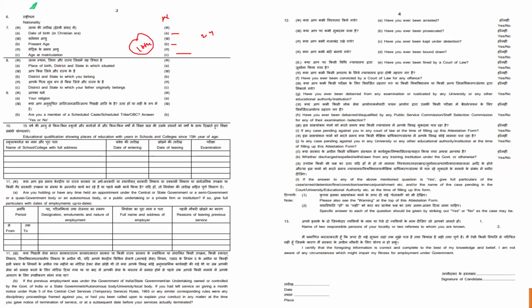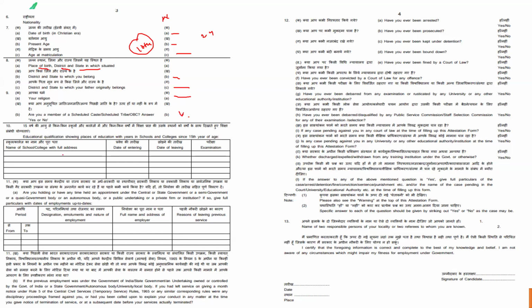Then your district, place of birth, district and the state in which it is situated. So place of birth you should write, district you should write, and state you should write. Then district and state to which you belong. So you can see someone may be born in one place but residing in a different place. Then district and state to which your father originally belongs. Your religion. Are you a member of a scheduled caste or scheduled tribe or OBC? If you belong, then yes.